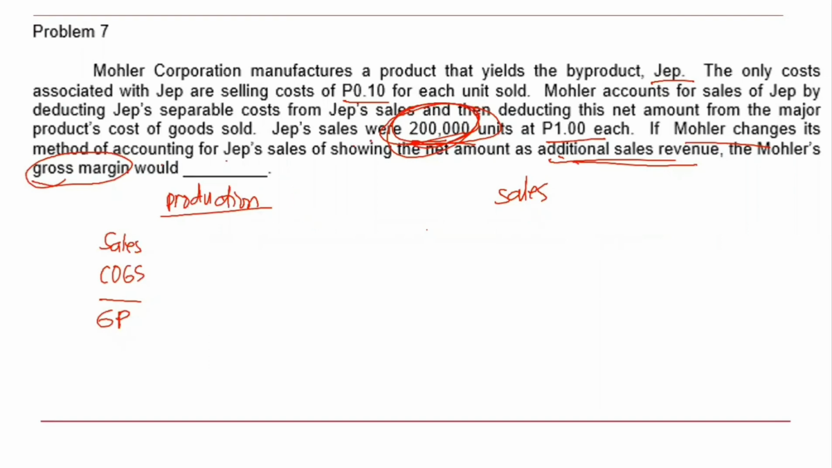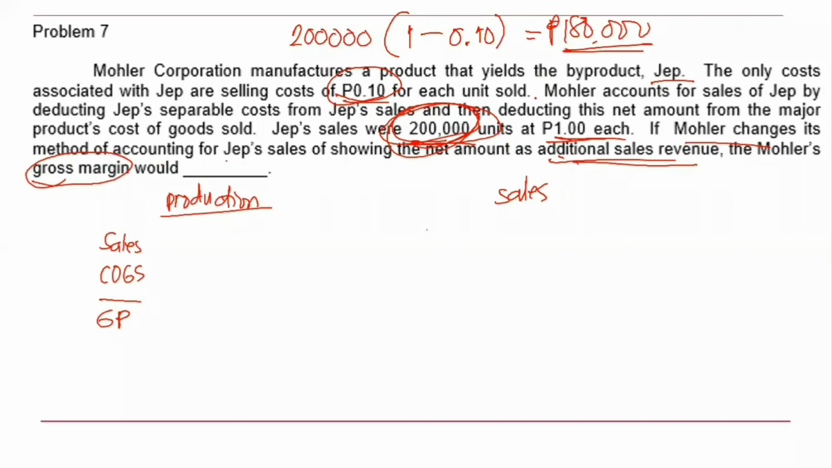Sabi rito, 200,000 po kasi at 1 peso yung ating proceeds sa ating JEP sales for the byproducts. JEP na yung byproduct. Pero syempre, meron tayong selling cost na 0.10. So 200,000 units times piso minus the 0.10, no? So ibig sabihin 180,000 po. Yan po yung net proceeds natin.